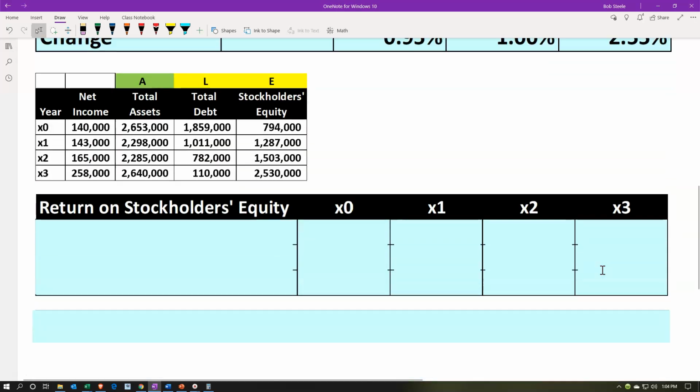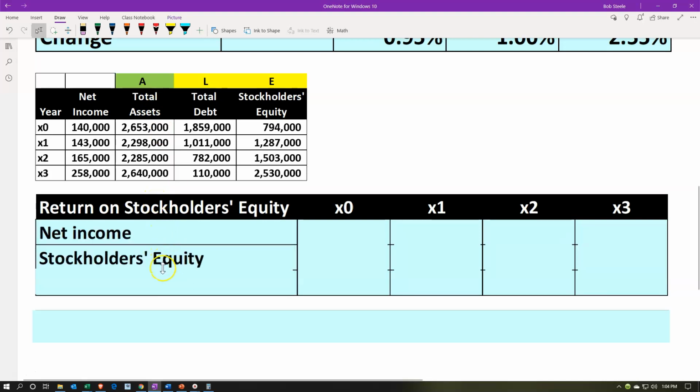So then if we go back down, let's take a look at the return on stockholders' equity. So remember the accounting equation, assets equal liabilities plus equity. Return on stockholders' equity is going to be comparing the net income to the stockholders' equity. Net income is going to be the performance number on the income statement, the bottom line of the income statement.